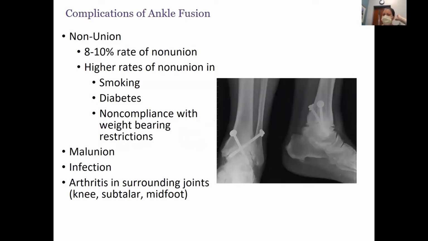In addition, some common complications with the fusion: depending on comorbidities such as smoking or diabetes, or if you decide you want to walk on it too soon, the fusion sometimes doesn't heal, and that's where we can get anywhere from an 8 to 10% rate of that fusion not healing. But overall, it's been a very good surgery with very reproducible results for pain relief.